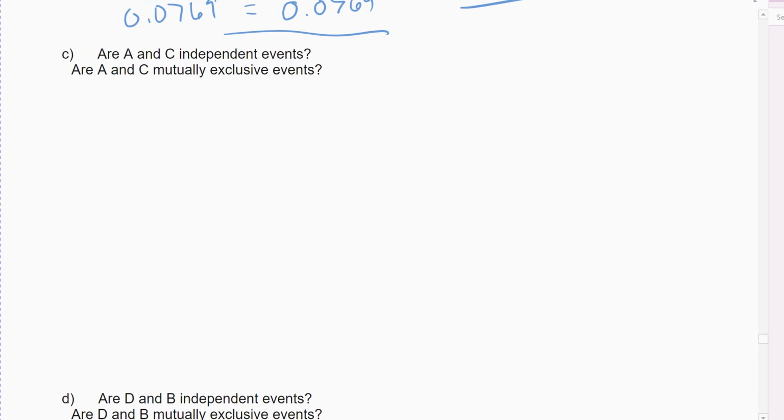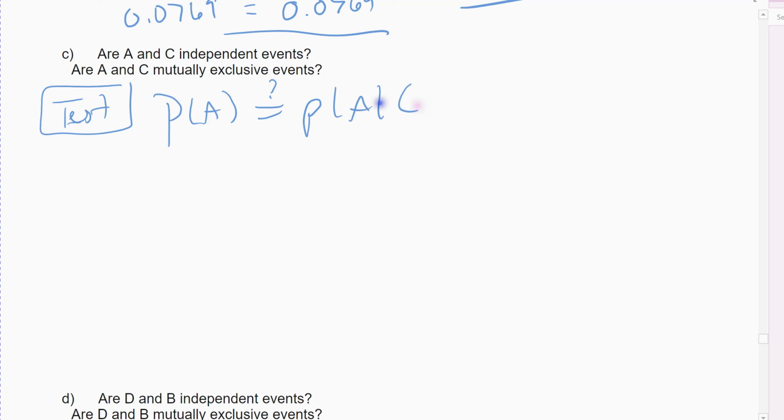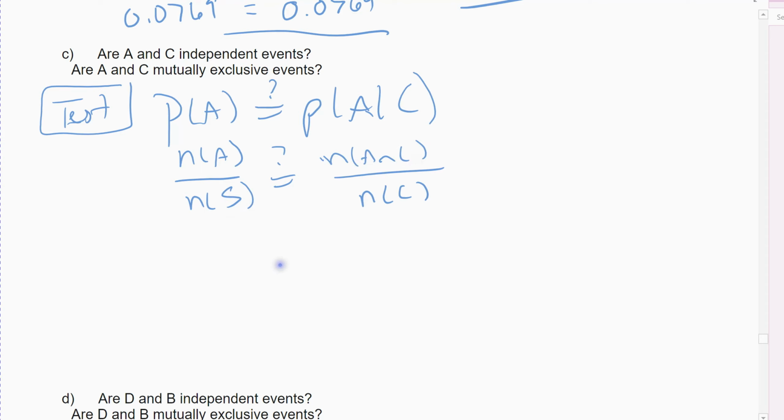All right, so the next one we're looking at is A and C. My test is: is the probability of A the same as the probability of A given C? So again, it'd be the universal case versus the conditional case. Oops, I put B instead of universal. Universal. Then the conditional case, the condition is C, and then the and statement. That's the conditional formula.